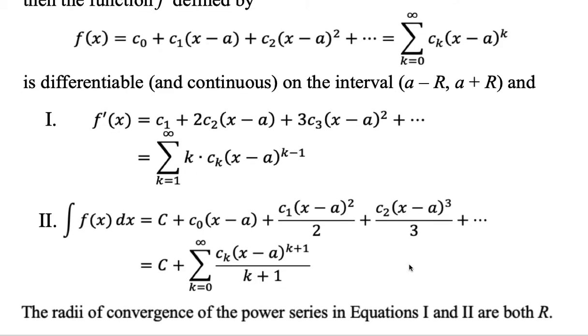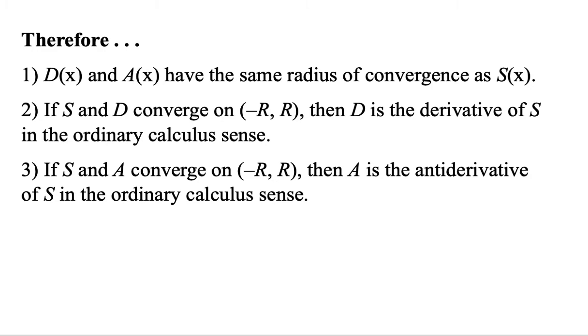Based on this, we can now answer those three questions. The derivative and antiderivative series do indeed have the same radius of convergence as s of x. That was the last statement in the theorem. Additionally, the original series and the derivative series converging on the same interval means that the derivative series is the derivative of the original series in the ordinary calculus sense. It is differentiable and continuous. Therefore, the derivative series must also be the derivative of the original series.